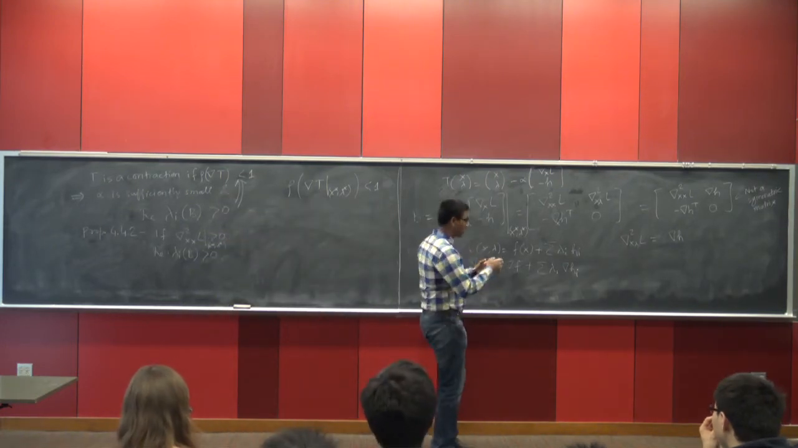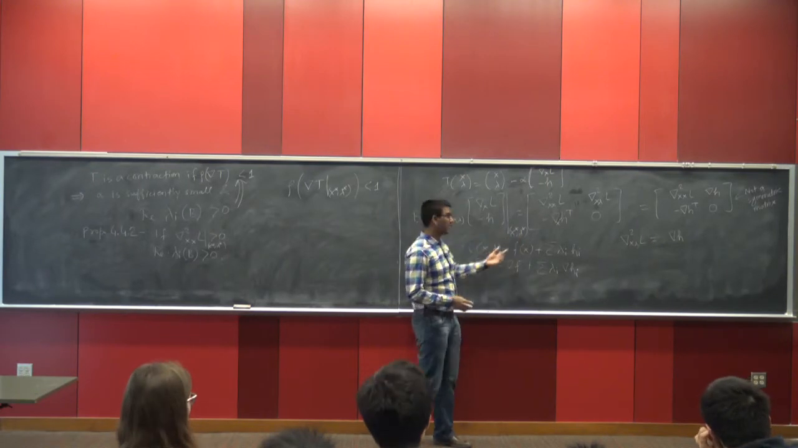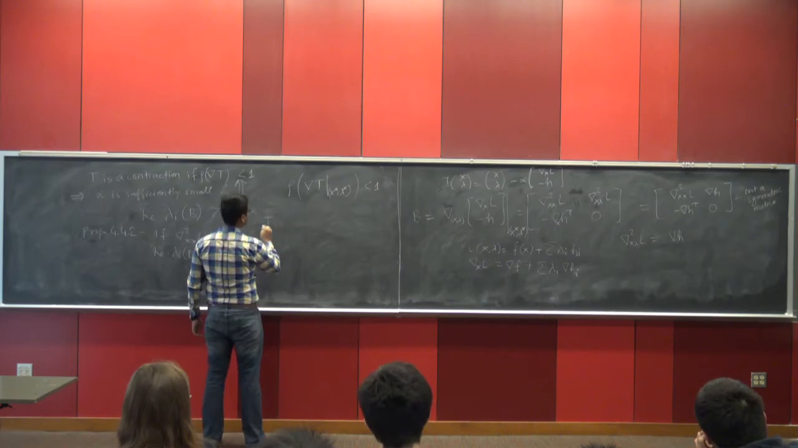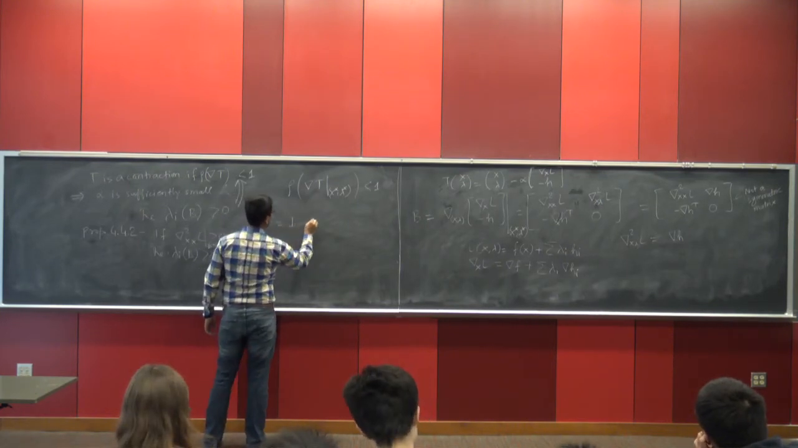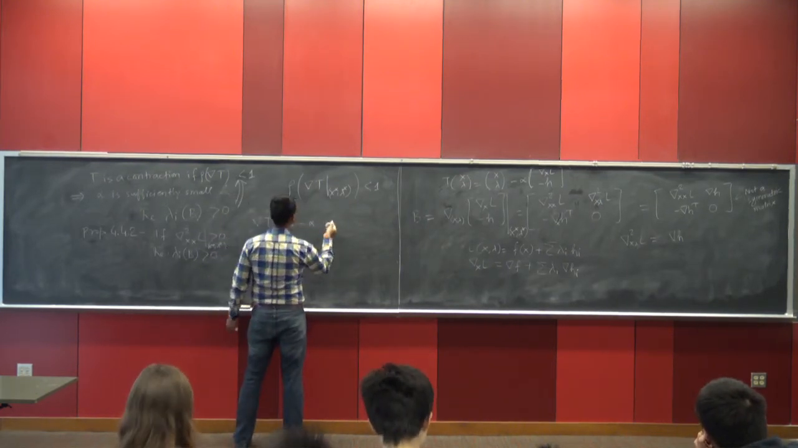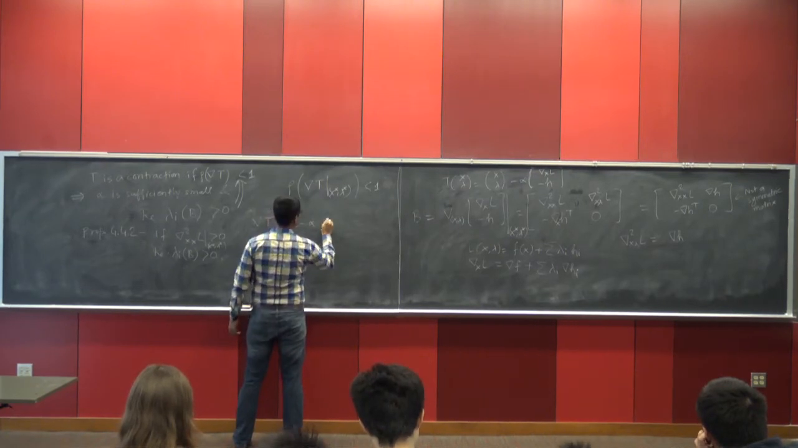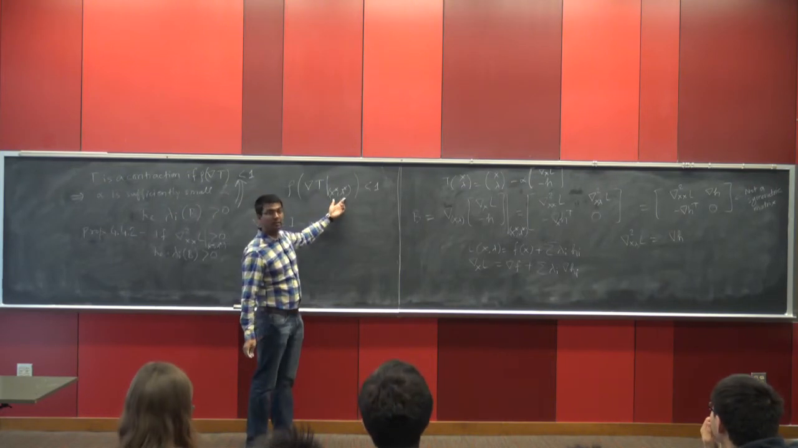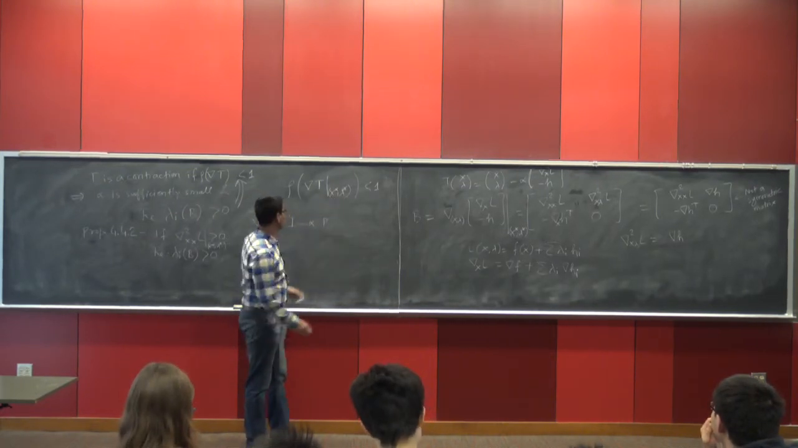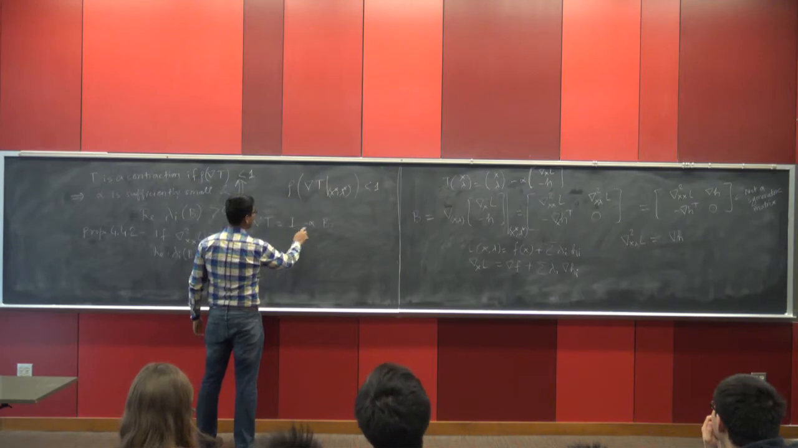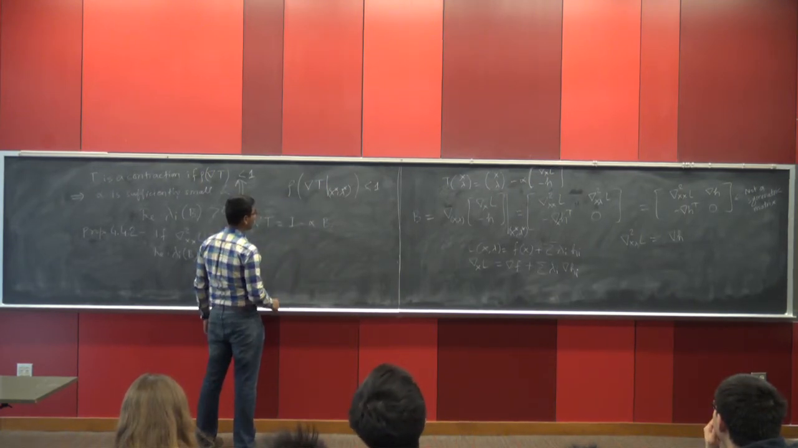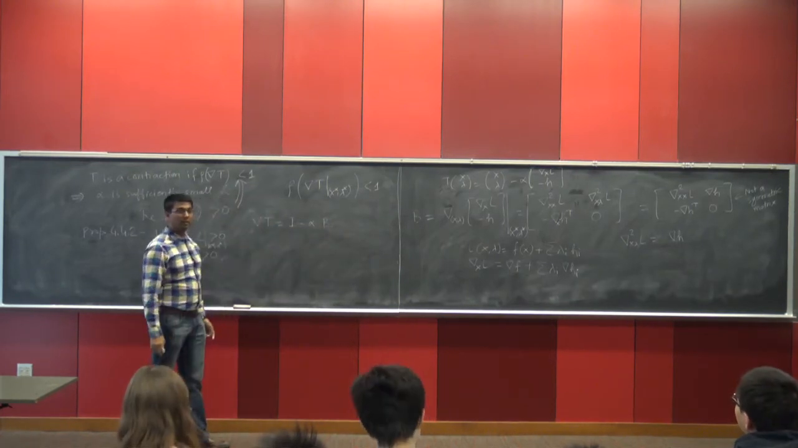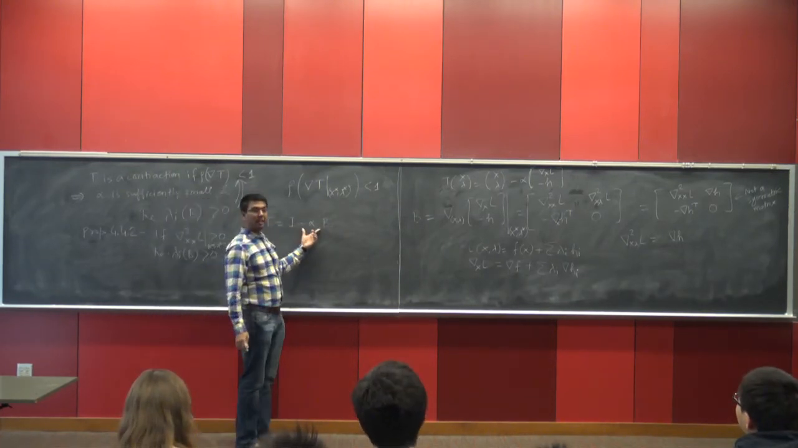So I'm looking only at the neighborhood of x star, lambda star, okay? So the gradient of T is equal to I minus alpha B, right? At x star, lambda star, right? So what is the eigenvalue of this matrix? What are the eigenvalues of this matrix?